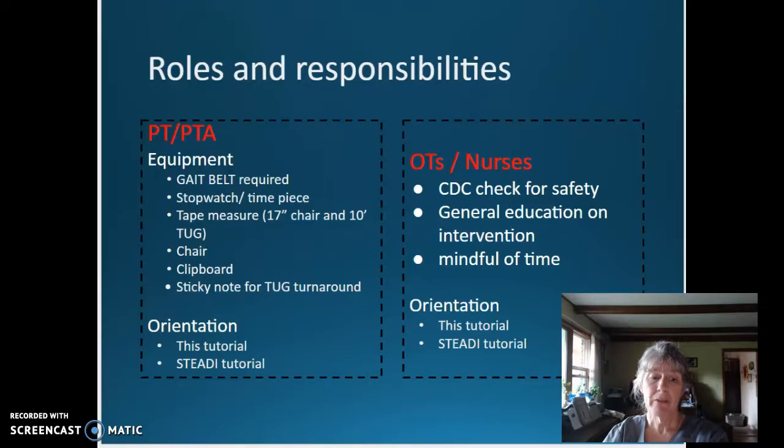OT should be prepared to review the CDC Check for Safety handout with people and other educational things that fit into the time for screening. For orientation purposes, 2 15-minute tutorials are available and need to be viewed.